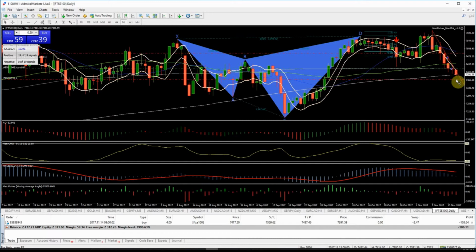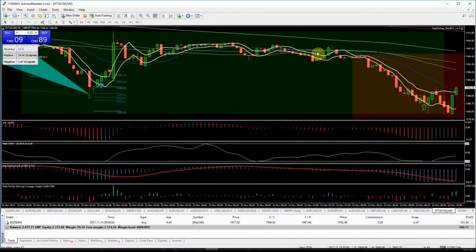I'm going to stick with the stop as it is. It may just come down and stop us out, but it's just a matter of waiting and seeing now what happens. So yeah, we'll keep an eye on that, and we'll look out for any other trades.